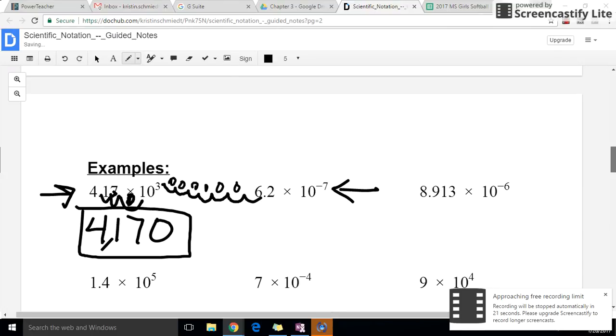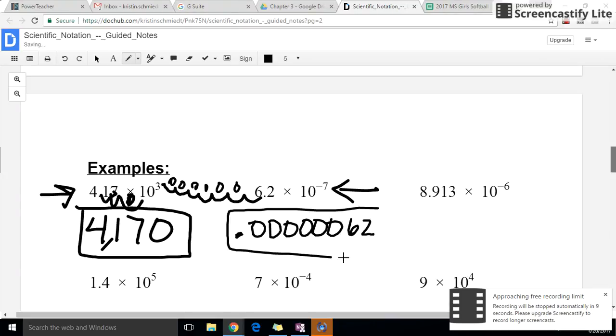Okay, so this time we had to put the decimal in because it's way up there. So decimal, and we have 6 zeros. 1, 2, 3, 4, 5, 6. And then we have the 6 and the 2. Cool. And that's it.